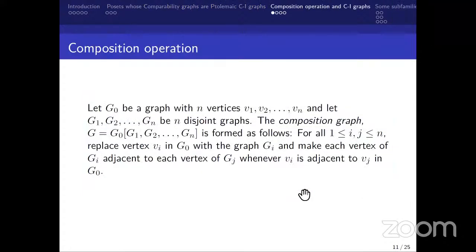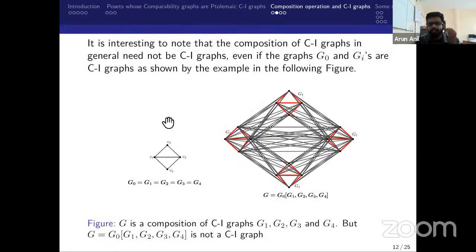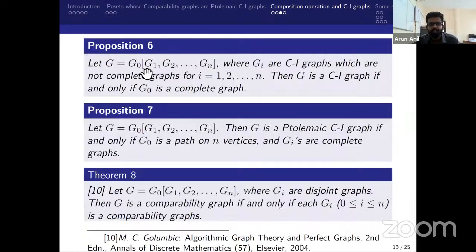I don't know, 2 more minutes. I skipped this. This is a composition operation. In general, the composition of CA graphs need not be a CA graph. This is an example. We get some definitions.